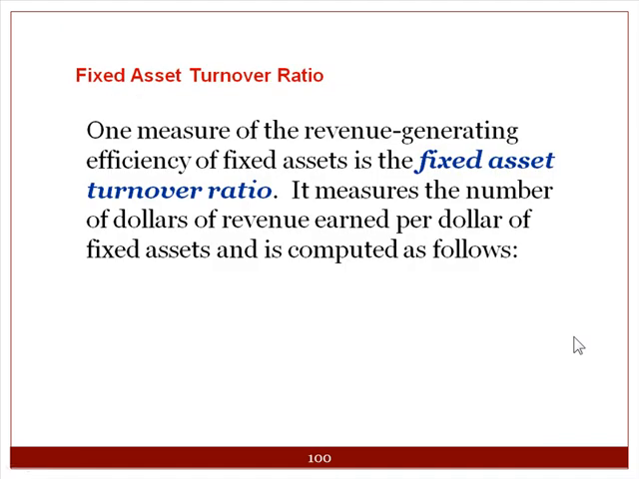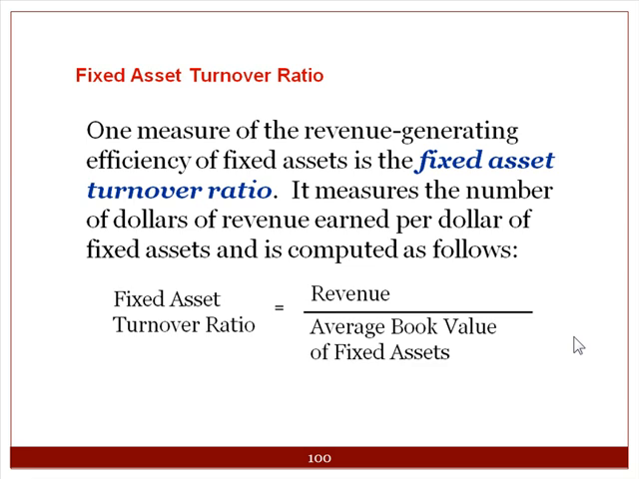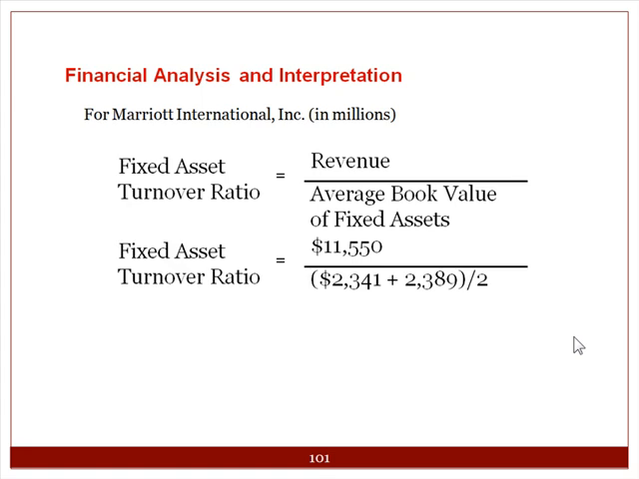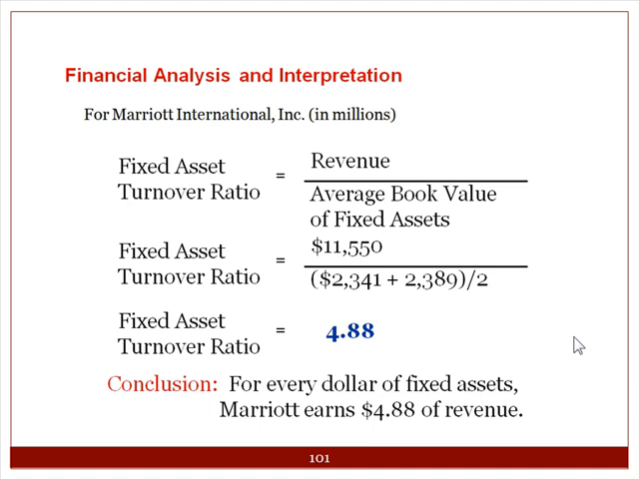Okay, we have a couple of ratios. We have our fixed asset turnover ratio. It measures the number of dollars of revenue earned per dollar of fixed assets, and that is revenue divided by average book value of fixed assets. So here's an example for Marriott International, your fixed asset turnover ratio, and then you just compare yourself to other people in the industry like yourself, and you compare yourself from year to year. So for every dollar of fixed assets, Marriott earns 4.88 of revenue.